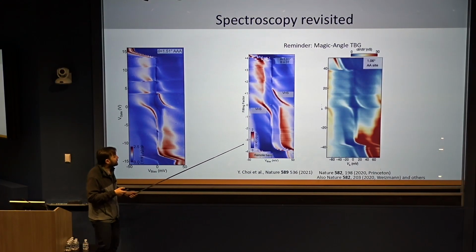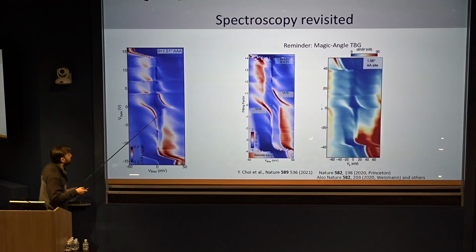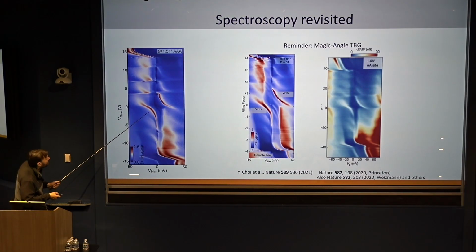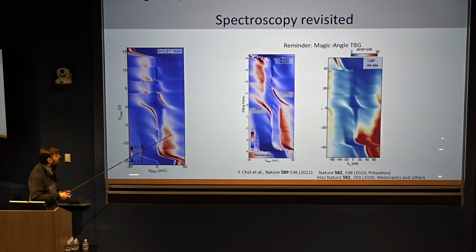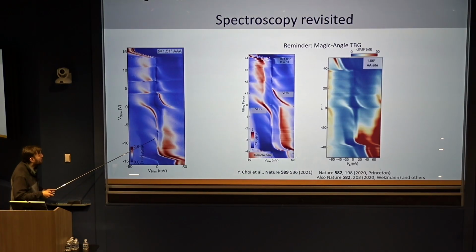What we see here, I'm just showing you all of this old data, is that if you go from charge neutrality to a filling factor of, let's say, 4 or 3 here, for the most part of this phase diagram you have a peak that is very close to the Fermi level. And then this peak somehow evolves into a gapped structure and then merges back into some kind of peak.